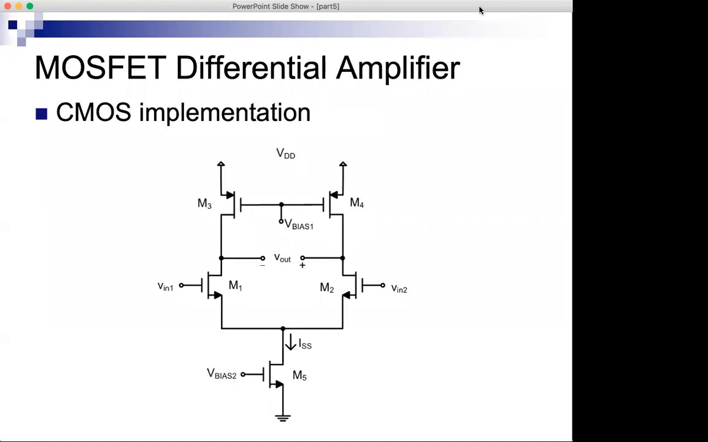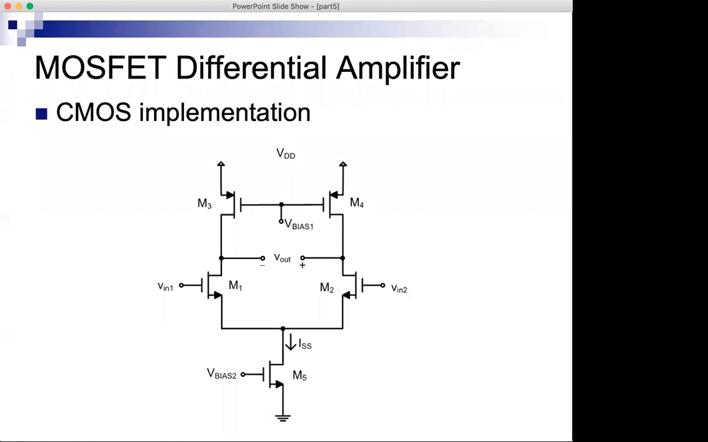This is the circuit of a MOSFET differential amplifier, and this is an application of the circuit analysis that we talked about last time. The amplifier that we studied last time does not look like this one, but we will see how we can use the results from last time to analyze a circuit that is implemented using just MOSFETs and P channel.